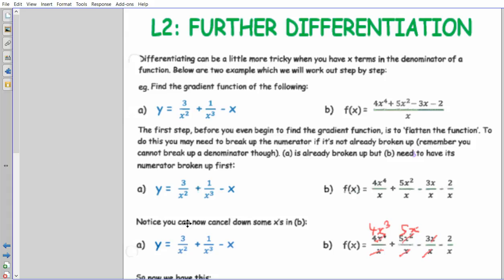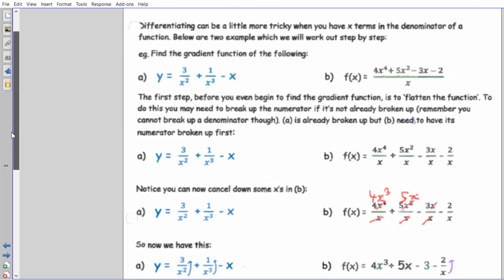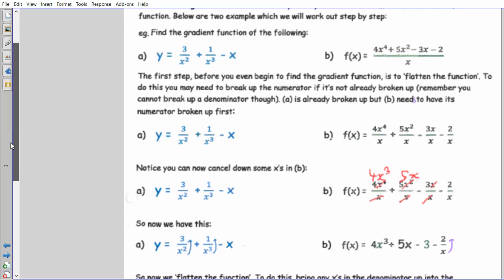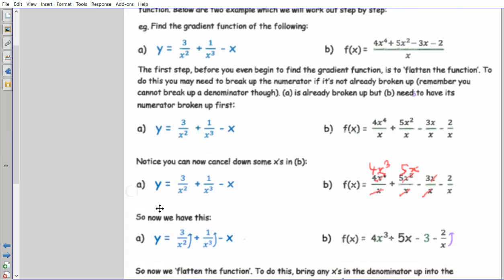So there's a left-hand problem in blue and the right-hand problem in black over here. So let's do the left-hand problem first. Okay, so find the gradient function of the following. So we're doing question A, and then I'll go through question B with you. Here's the original function, and notice what's awkward, and it's appearing more and more in exams these days, where you have x's in the denominator, which can be awkward.